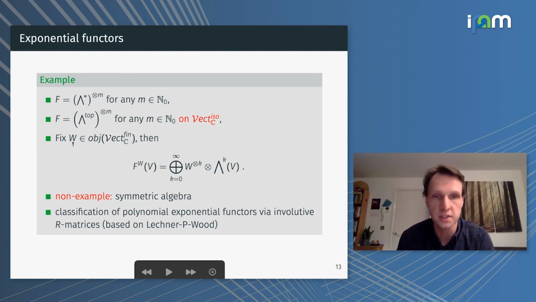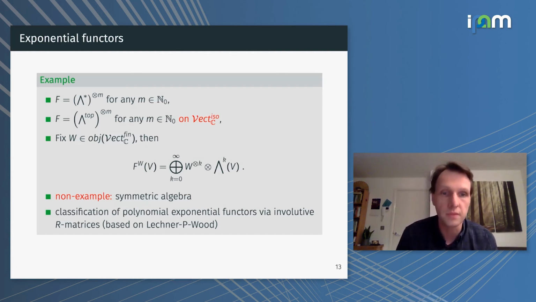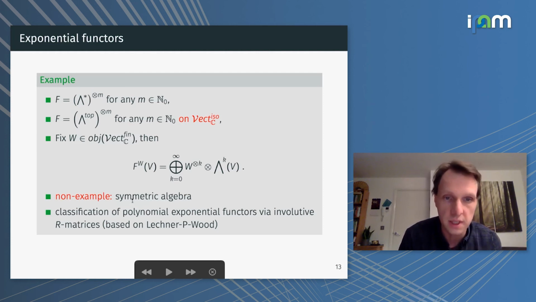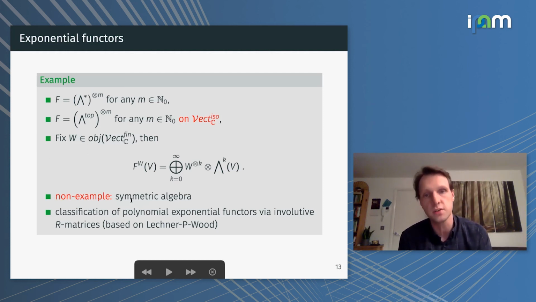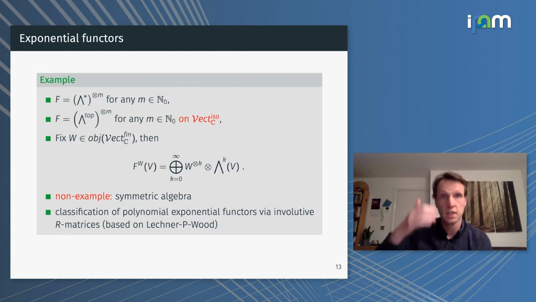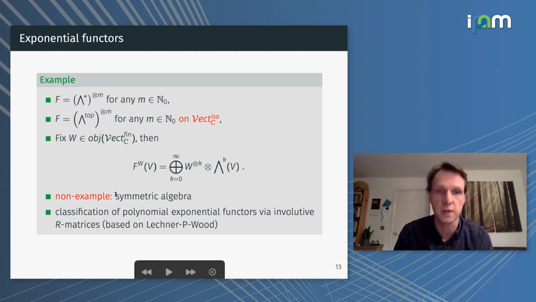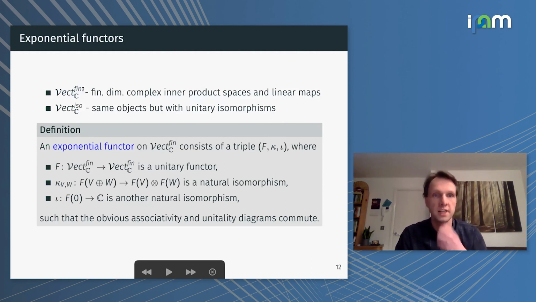There's a slightly more exotic construction where I take a vector space and basically do this. It's like a mix between the exterior powers and the tensor powers. So this also turns out to be an exponential functor. Then I wanted to give one non-example, namely if I take the symmetric algebra. So this also has the property of transforming sums into tensor products, but it ends up in an infinite dimensional vector space. So this doesn't work, right? I want to have something that ends up in finite dimensional complex vector spaces again.